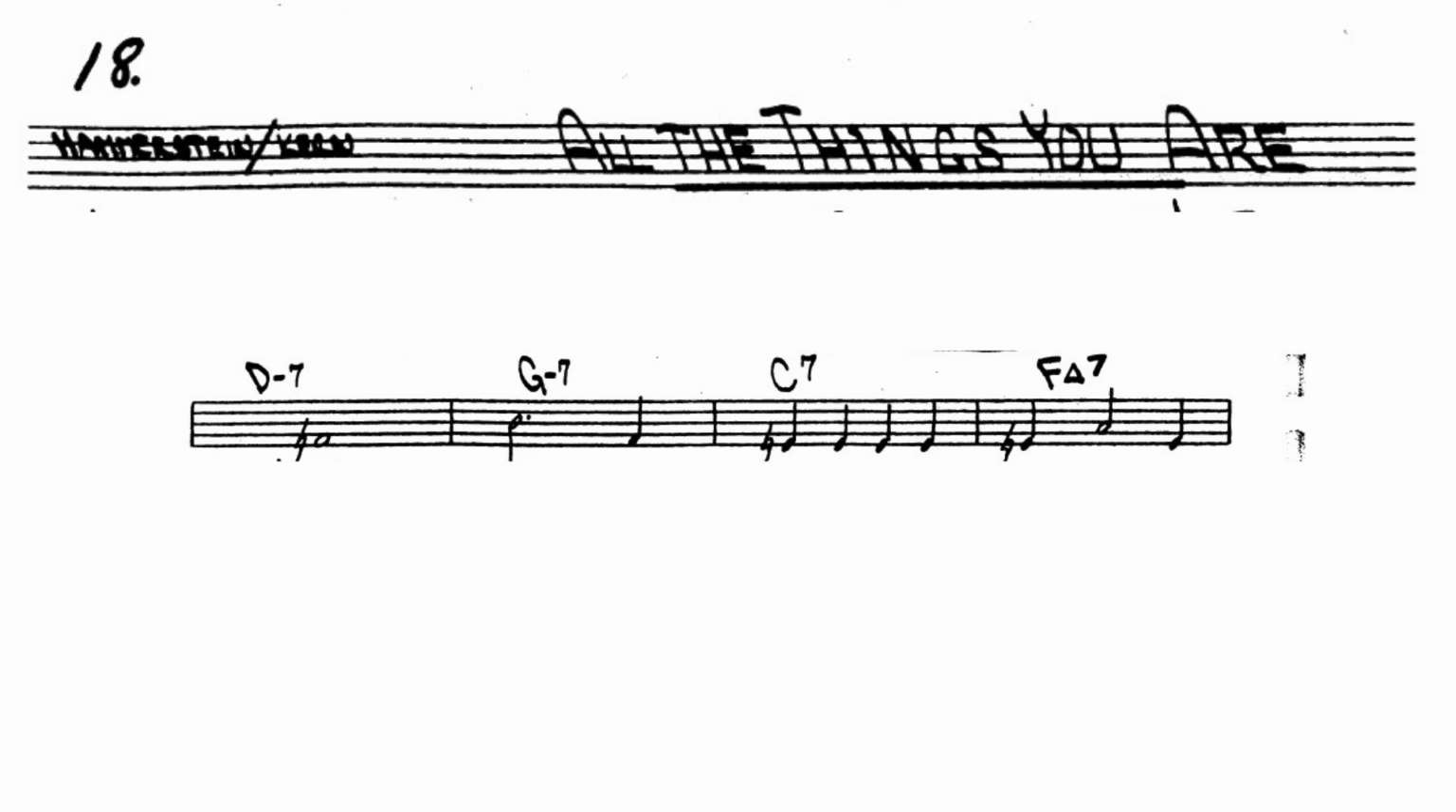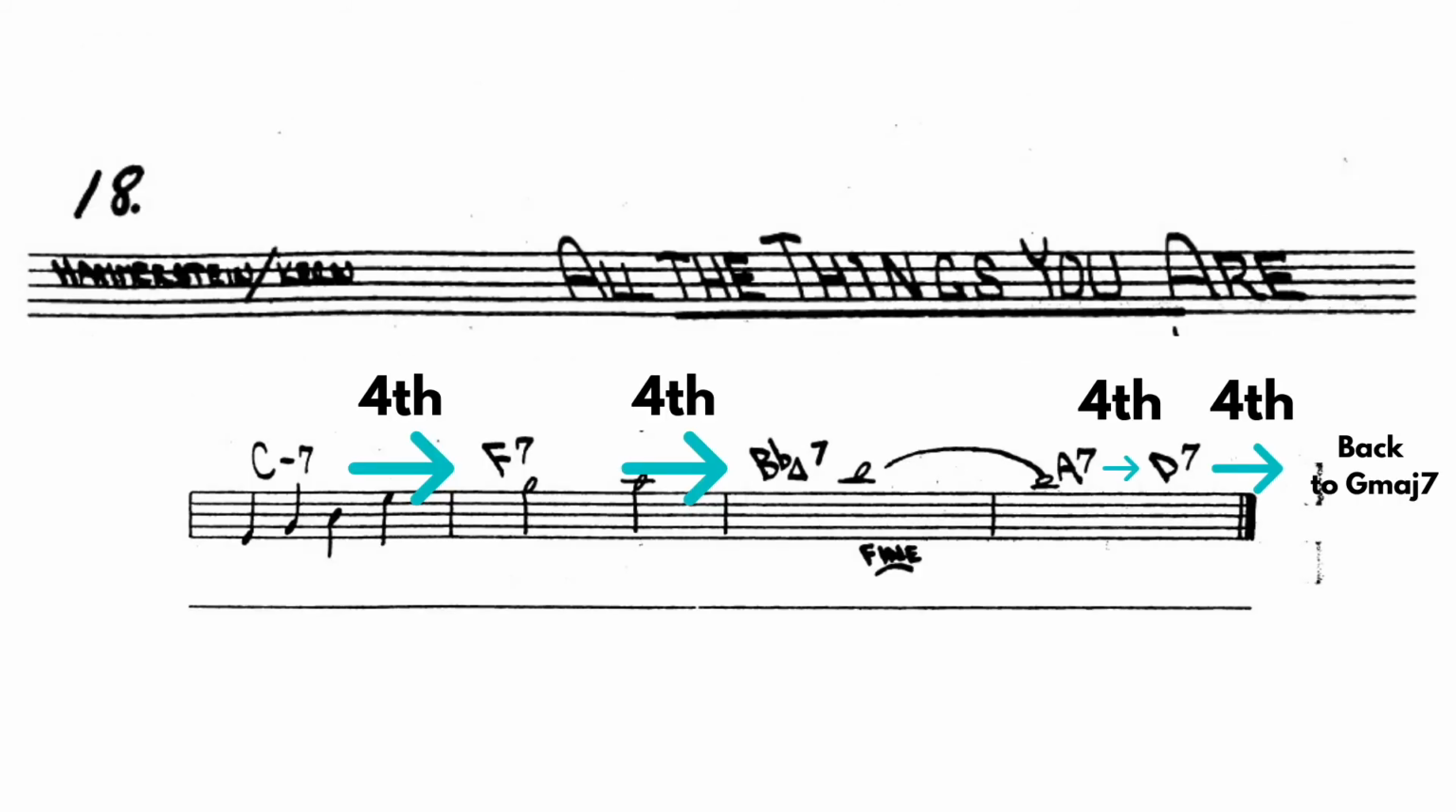Another instance where this happens is the following bars. From D to G, that's a fourth. From G to C, that's a fourth. And from C to F, that's a fourth. This also happens in the last 4 bars of the song, All the Things You Are.